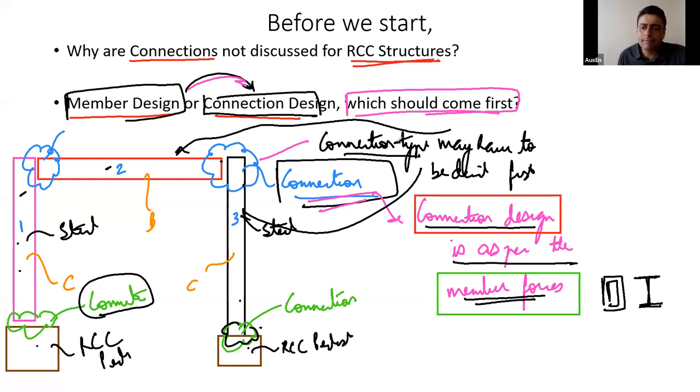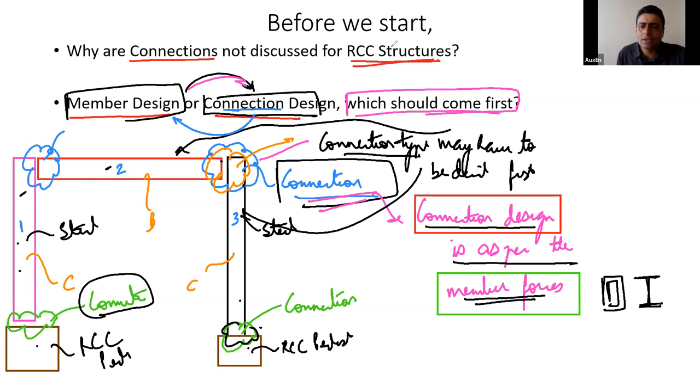Also, as Vijay Kumar is saying, that's based on the connection rigidity. Yes, this is an important point that we will be discussing in this course, that based on the connection rigidity, you may have to vary the member size. So connection in that case may have to be designed. You don't have to design the entire connection, but at least you have to understand what type of connection you have to provide, and then you will be designing your member. So in that case, it will be slightly a reverse process, where you first decide what type of connection you will be providing, and then work on the member.